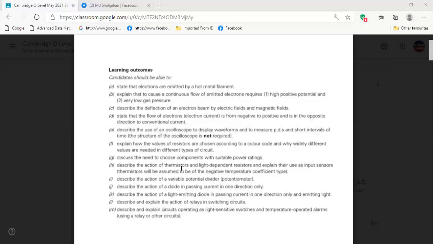Diode is a very common thing in our electronic instruments, where we have two junctions, P and N junctions, and it allows the current to flow in a single direction. That's why it is also called rectifier. Diode is also known as rectifier.